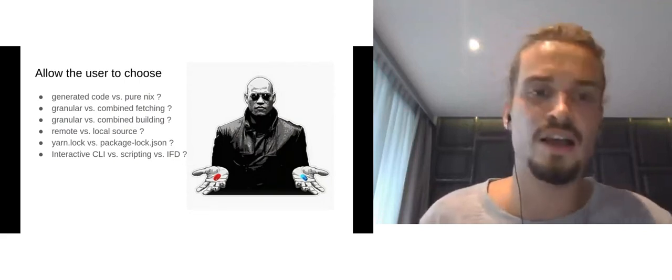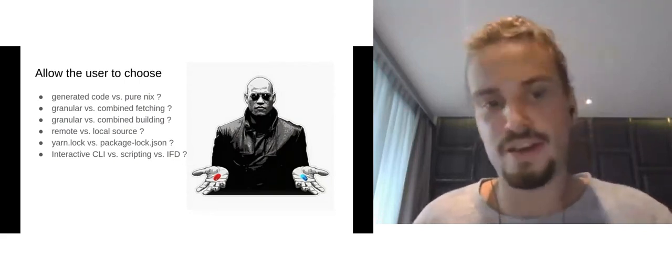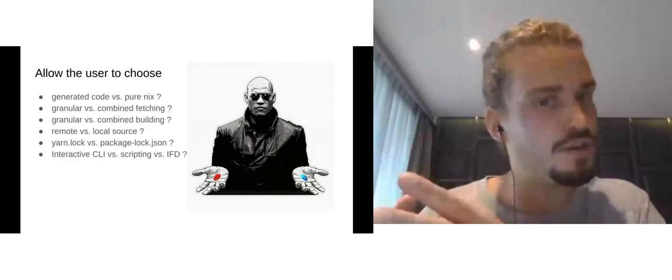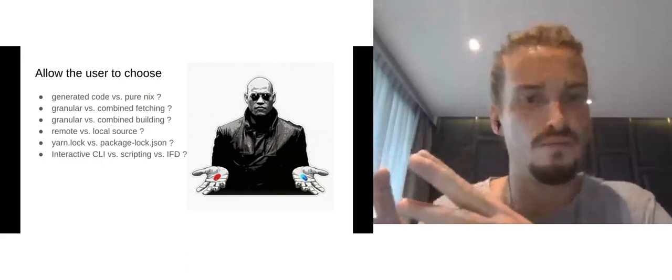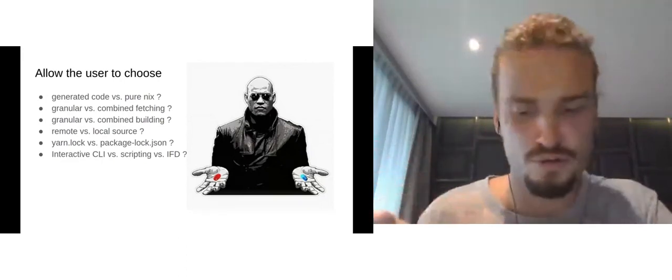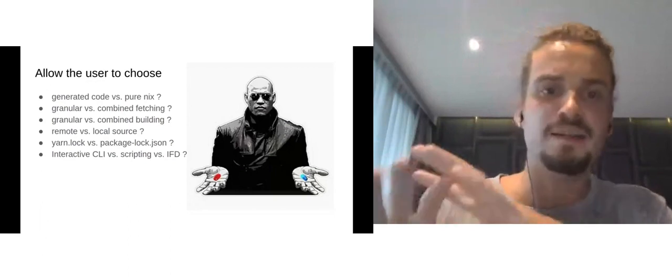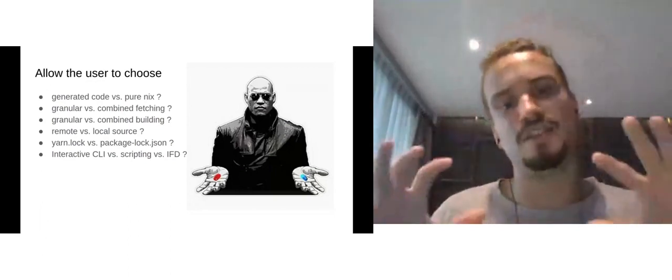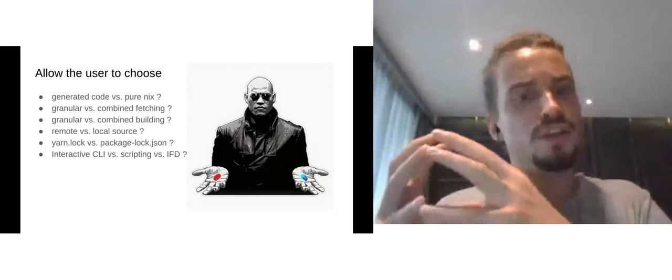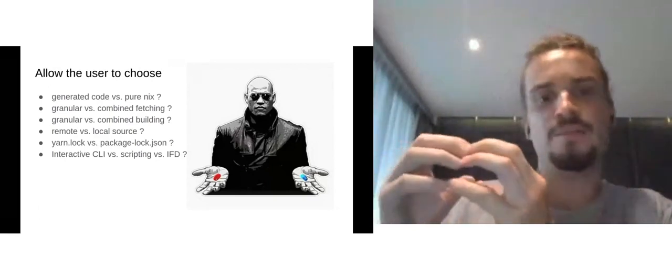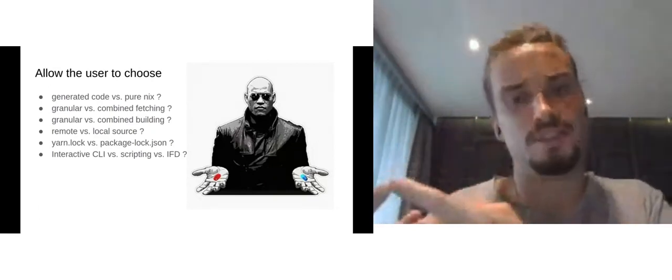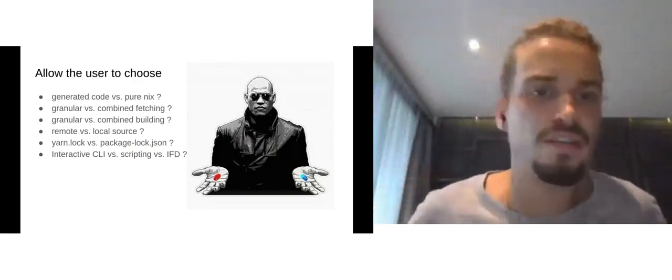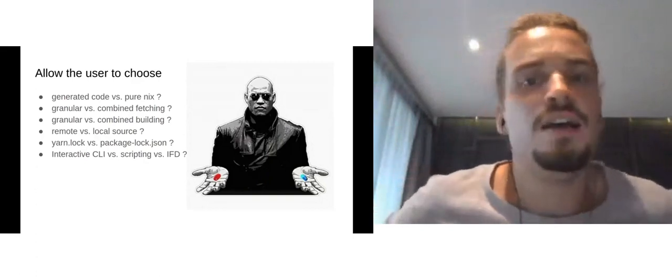So maybe you want to decide to build everything in one derivation, or maybe build parts of the tree in one derivation. This is what I'm working on right now with my new node builder. It builds as much as possible in a granular way, and for the parts of the tree where there are cyclic dependencies, it uses another builder that builds it in one derivation. So we have a mix of both approaches.